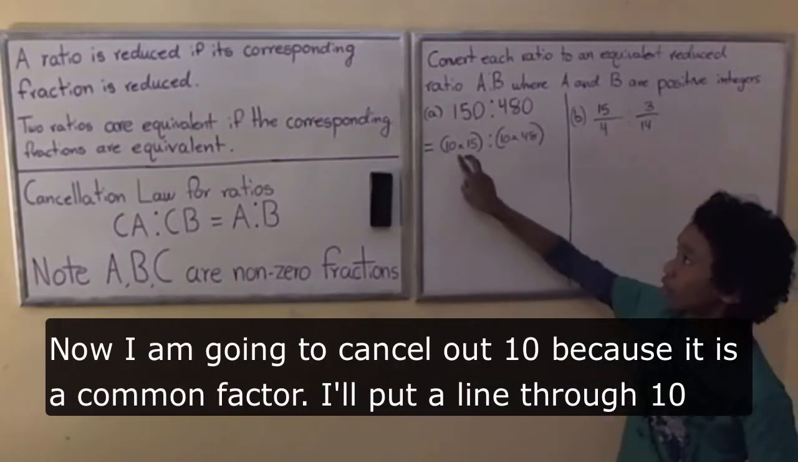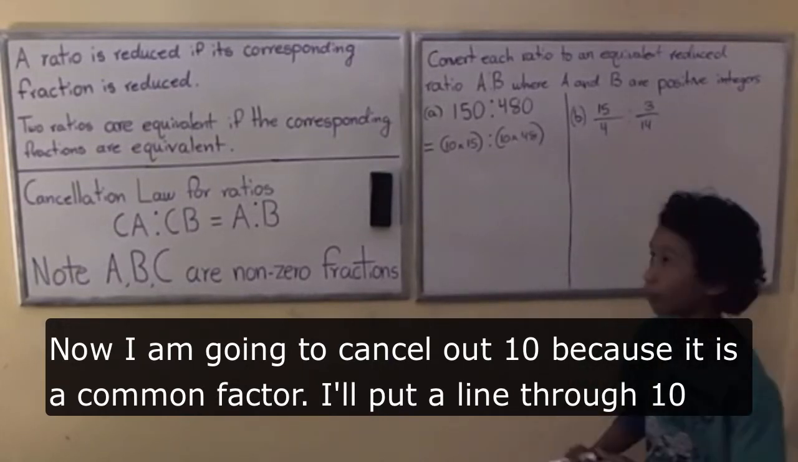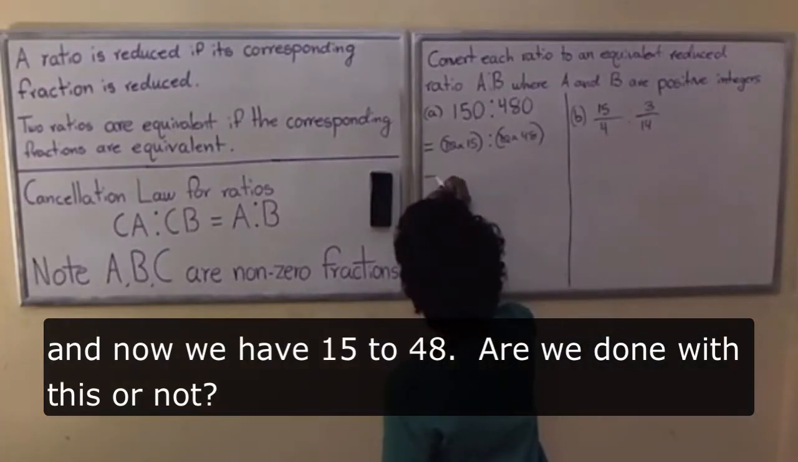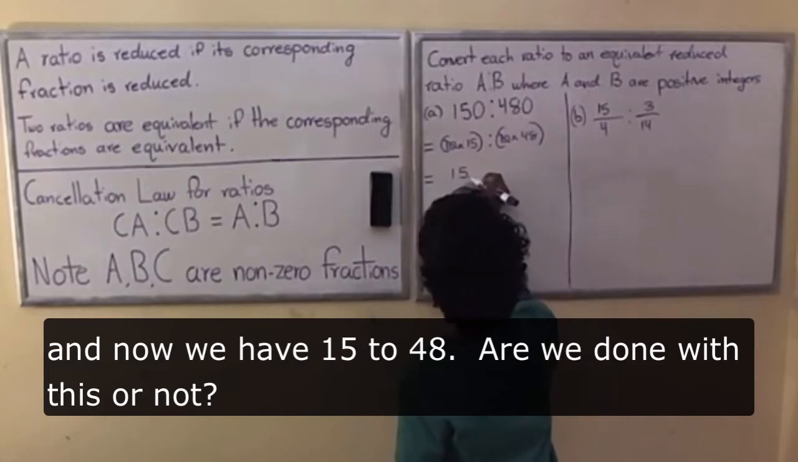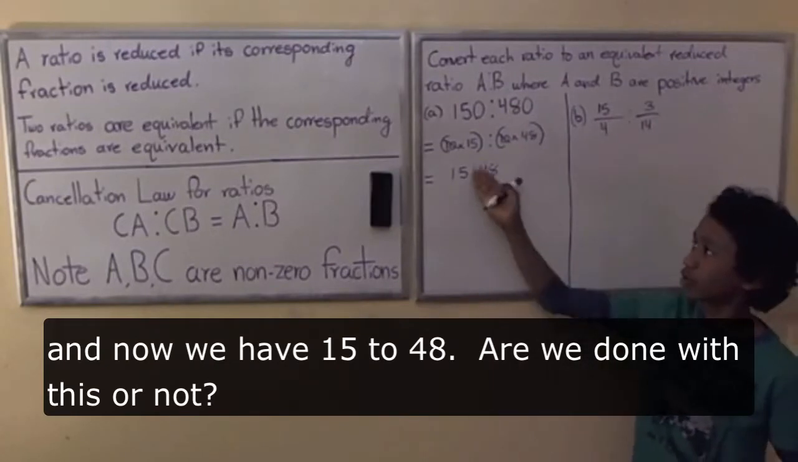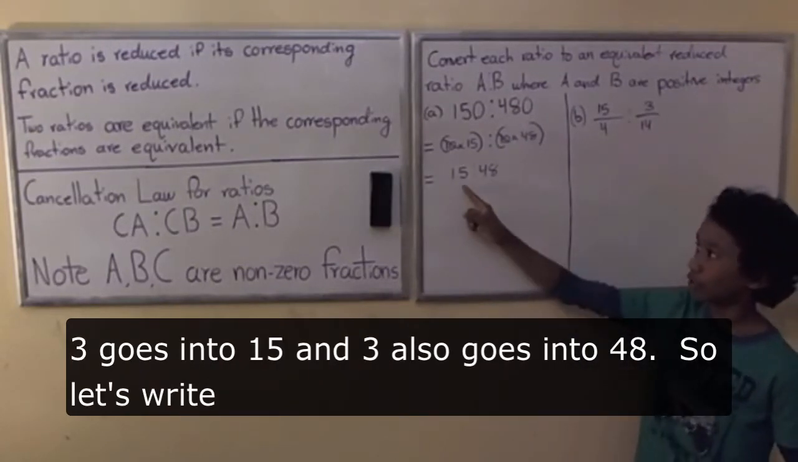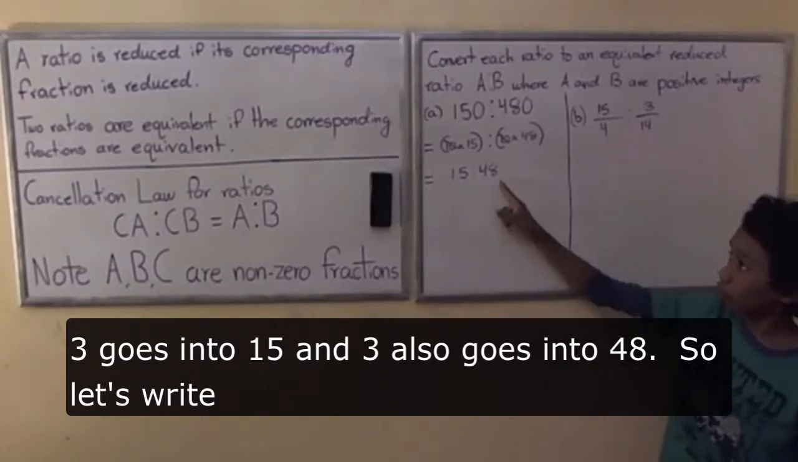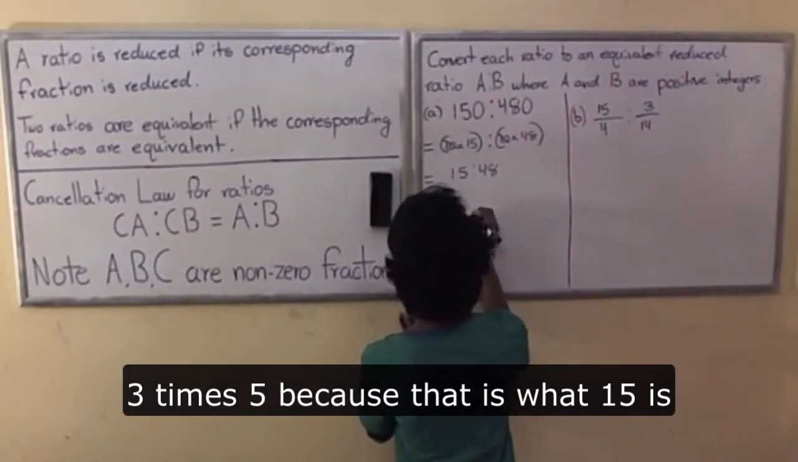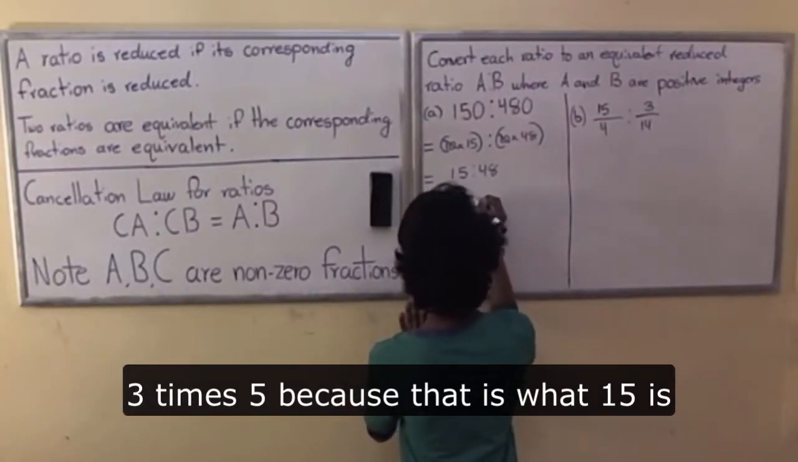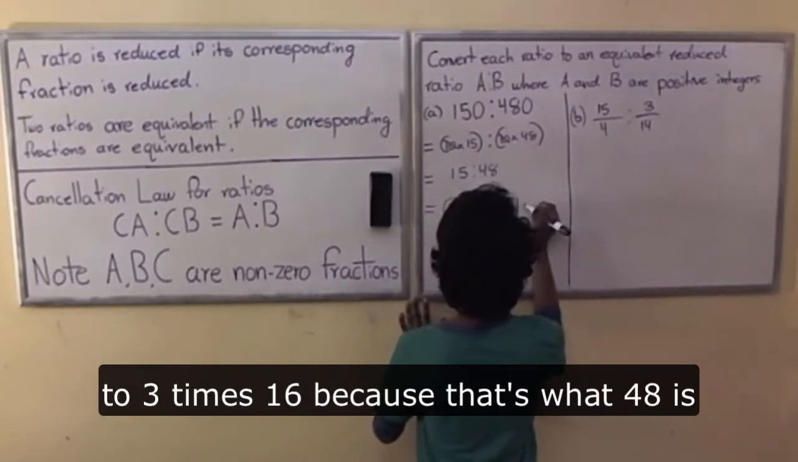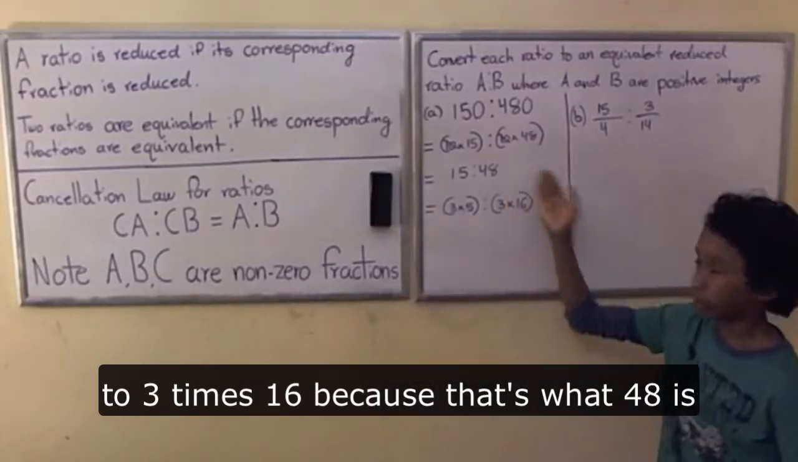Now, I'm going to cancel out 10 because it is the common factor. I'll put a line through 10, and now we have 15 to 48. Are we done with this or not? 3 goes into 15, and 3 also goes into 48. So, let's write 3 times 5, because that's what 15 is, to 3 times 16, because that's what 48 is.